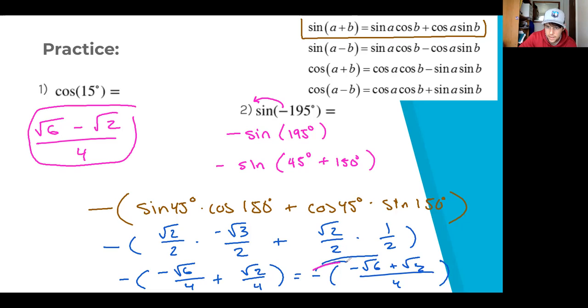Again, I'm sticking this negative here. Negative times a negative turns this to positive. Negative times positive turns that to a negative. There we go. That's what we end up with. Not too bad. You need to know how to do this.